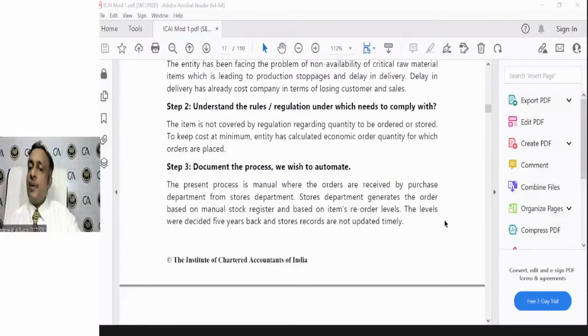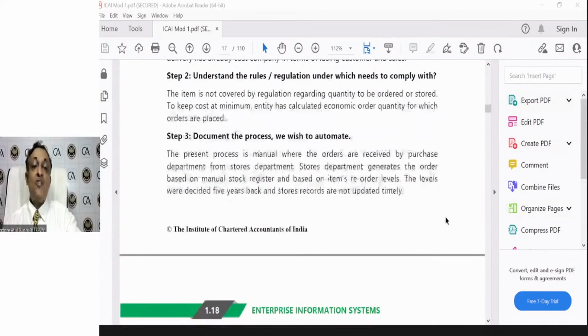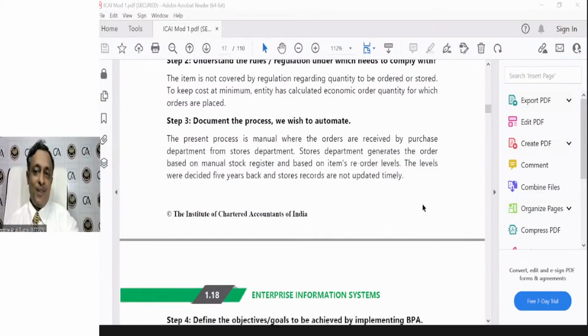The present process is manual, where orders are received by the purchase department from the stores department. The store department generates the order based on a manual stock register, based on the items' reorder level. The levels were decided 5 years back. So it's a disaster. Store records are not updated timely. It is just not going to work in today's situation. We need to automate it. No option.